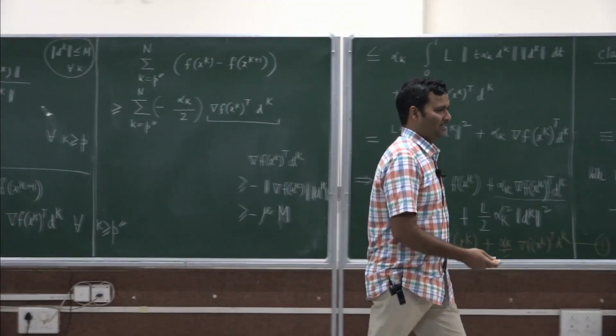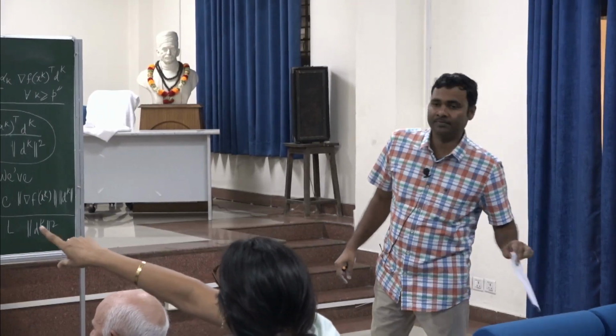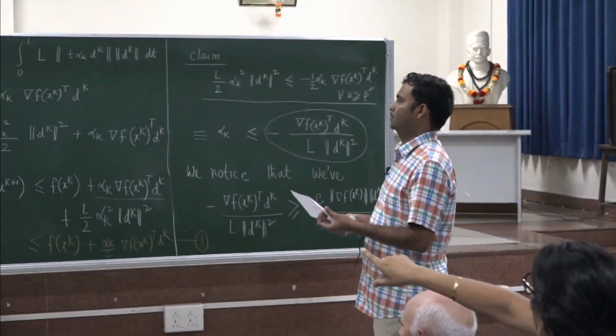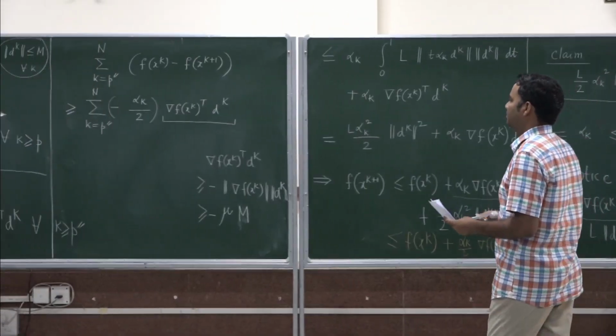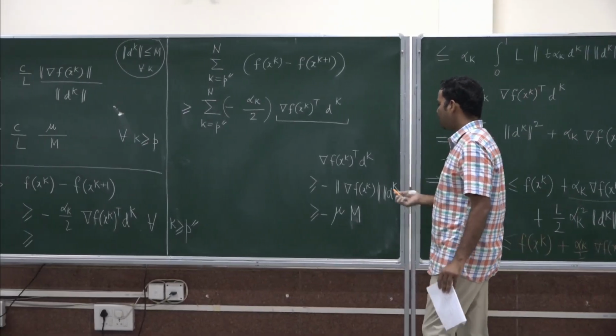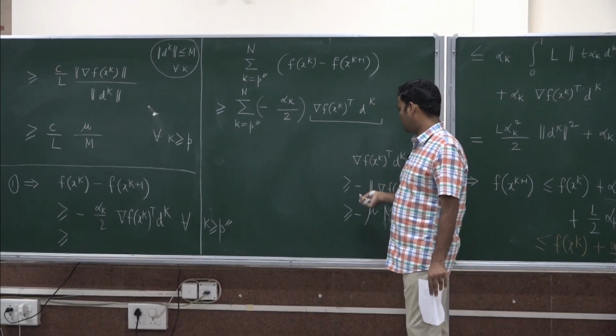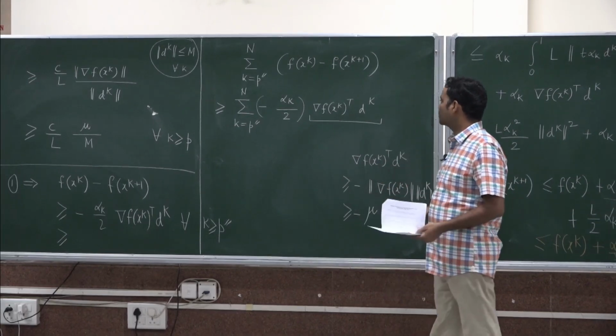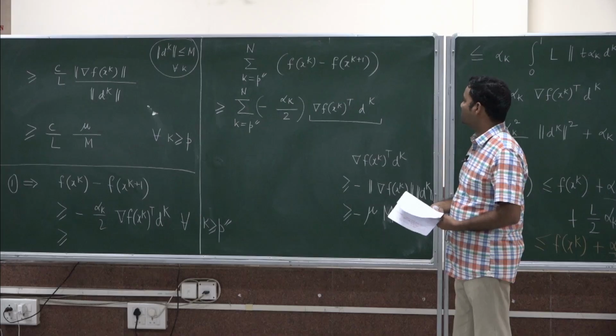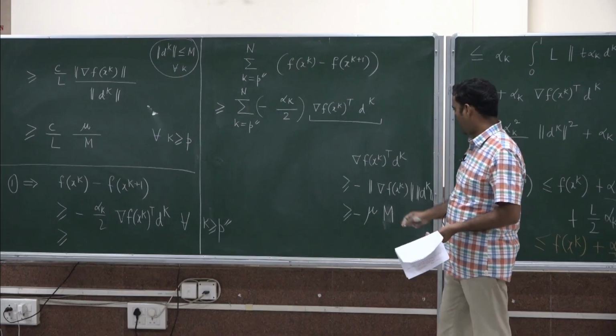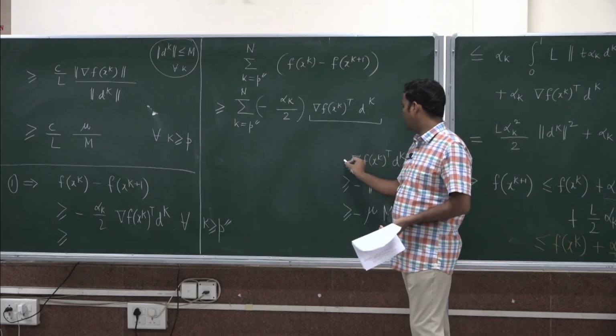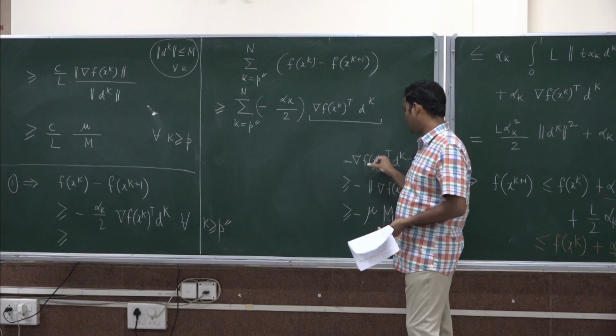Let me check once. Sir, the negative sign will come with the gradient of f(xk) transpose, when the negative is greater than or equal to minus norm of the gradient. But above you didn't write the minus sign. Minus of gradient of f(xk) transpose. Here you mean? Yes, here. But if I take minus here, will this be true?